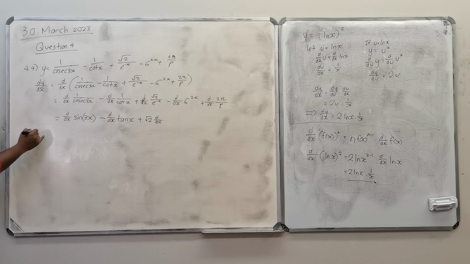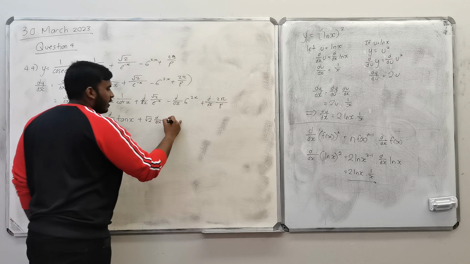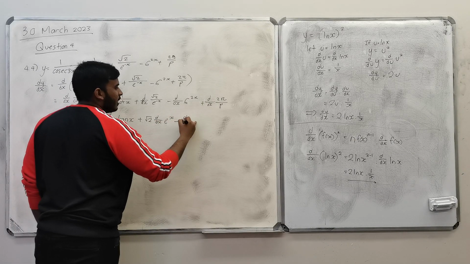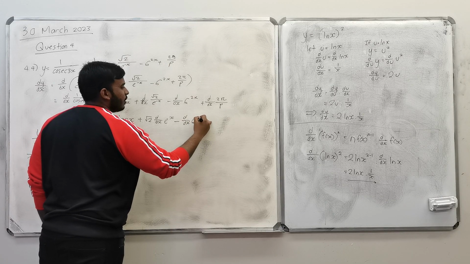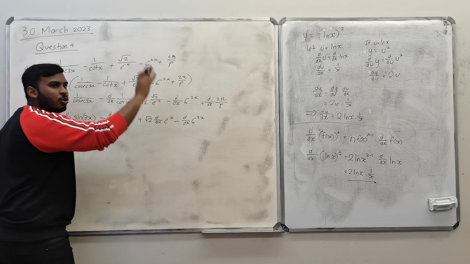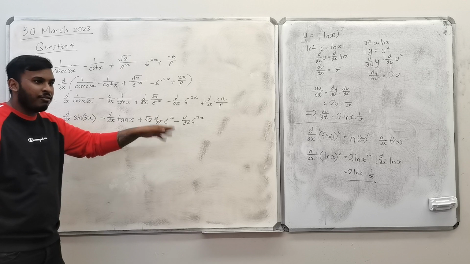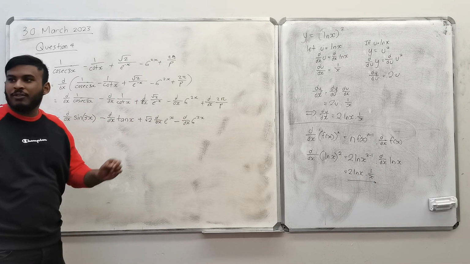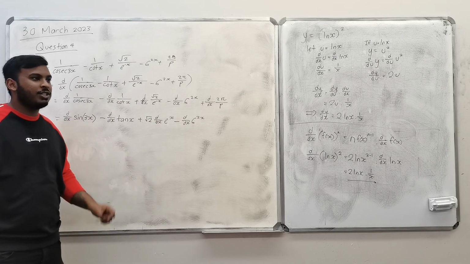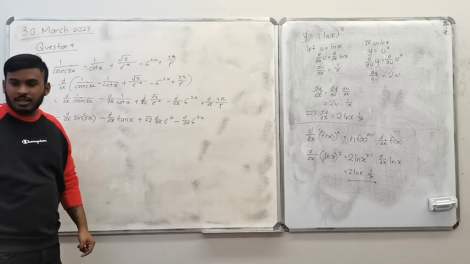If I asked you 1 over e to the minus x, what is this? It's e to the power x. Minus d over dx of 6 to the power 2x. You can't do anything about it. That's a to the power 2x, and that's a function of a function as well. One function is 2x. The other function is a to the power x.